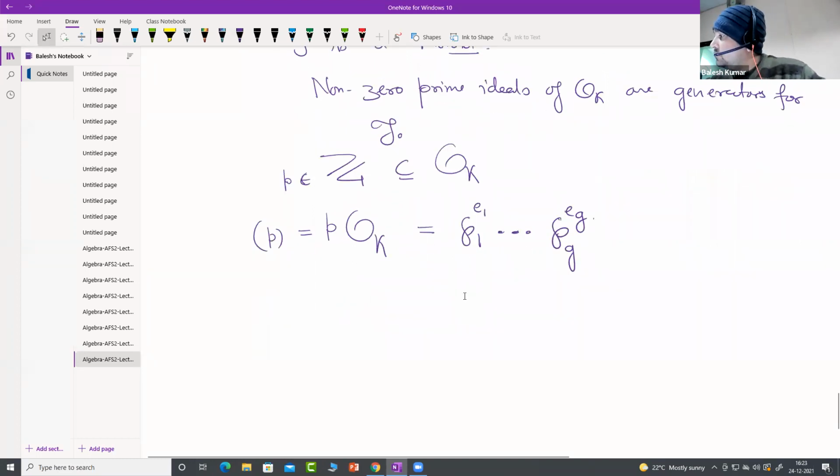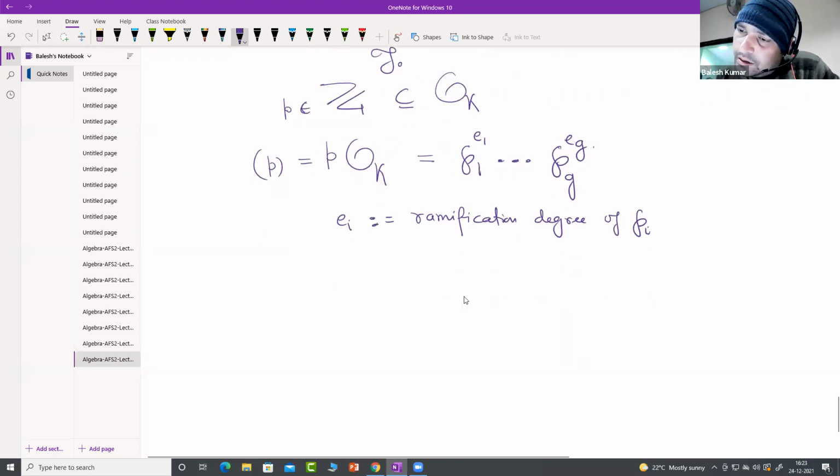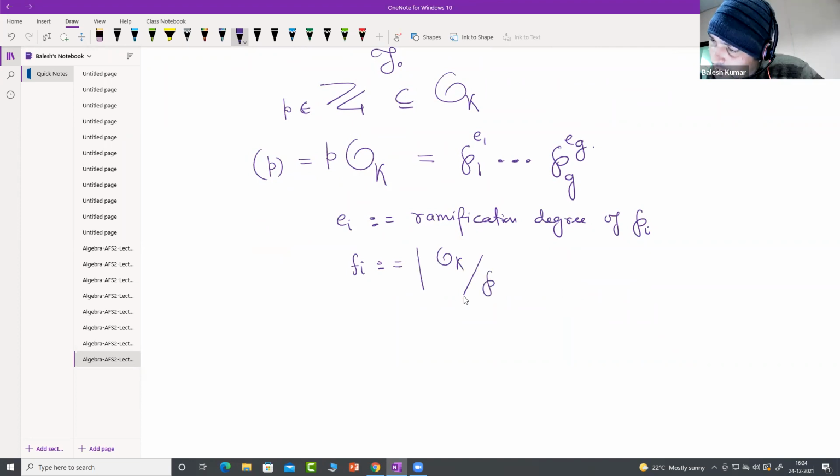So this is the factorization, and here ei is known in the literature as the ramification degree of Pi. There are also certain numbers known as fi, where fi is defined via the cardinality of OK mod Pi.